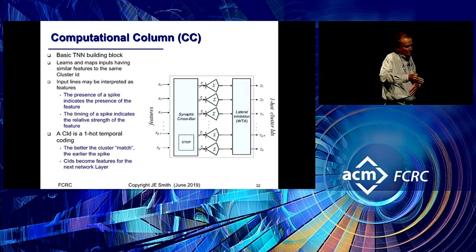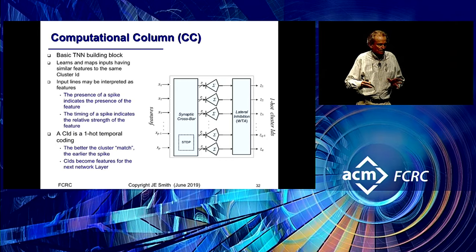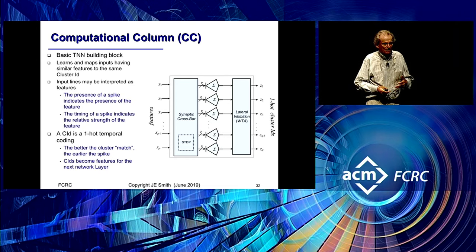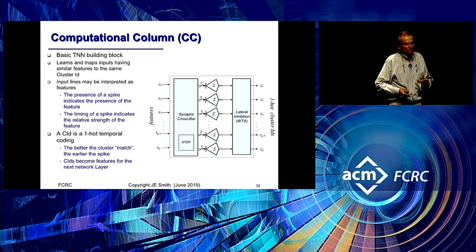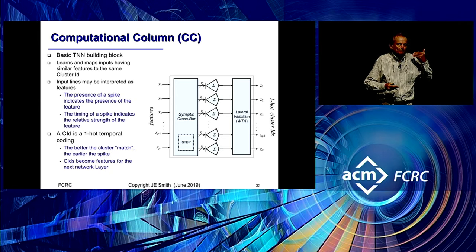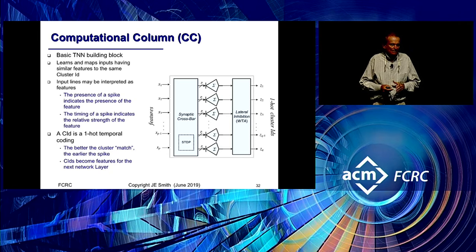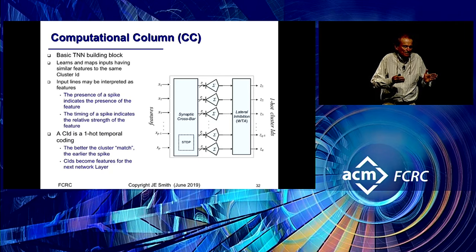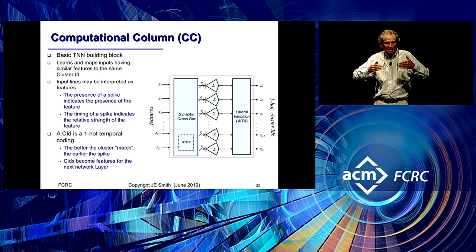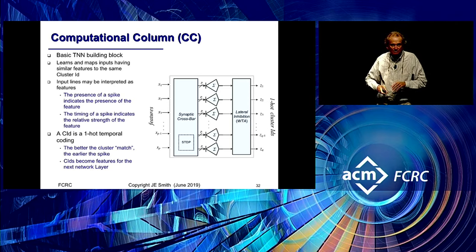The cluster ID in this model, to keep things simple, is basically a one-hot ID. There's only one spike that's going to come out. And it's also temporal. The better the match with the features that identify the cluster, the sooner the spike. And then, because we're going to stack this up in a hierarchy, a cluster ID output at one layer becomes a feature going in to the next layer.